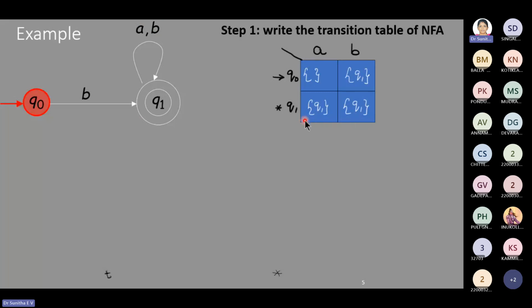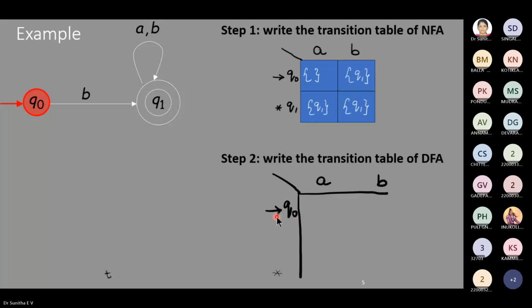Now we are going to write the transition table for its corresponding DFA. The symbols are A and B, and we start with Q0. For Q0 on A, from the NFA's table we can see that there is no transition defined for Q0. And we know that in a DFA, we cannot leave any transitions blank. There should be one transition for every input, so I cannot put a null set here in the DFA's transition table.